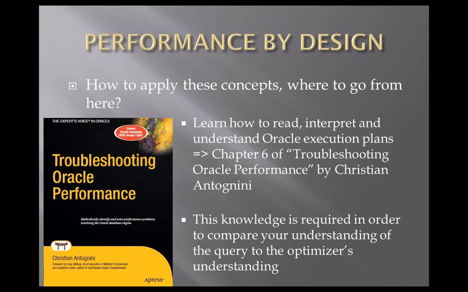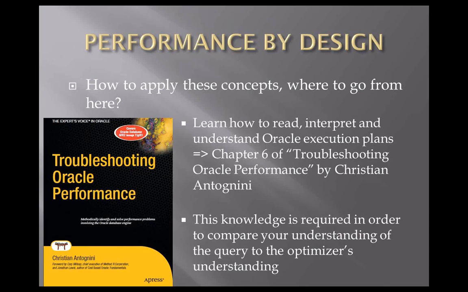Then another problem that I come across quite frequently is that people have problems reading and understanding the execution plans, the explain plan output by Oracle. It's surprisingly hard to find good information on how you actually have to read and interpret these execution plan outputs. The best description that I have found so far is in Chapter 6 of Troubleshooting Oracle Performance by Christian Antognini. And this is, by the way, one of the best books about performance troubleshooting in Oracle. Anyway, so this is a recommended read.